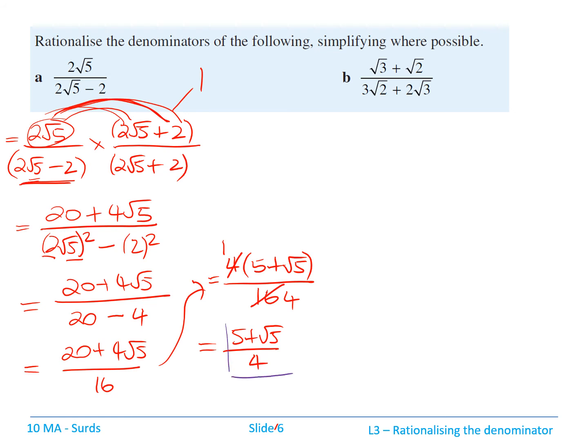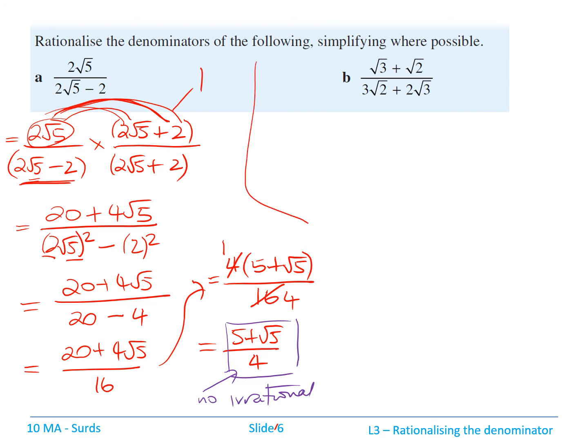Now, have we done what we wanted to? Have we rationalized the denominator? Do I have any irrational things on the bottom? No. No irrational. So it has been rationalized. And we've simplified it as much as we can. We can't do anything else with that.